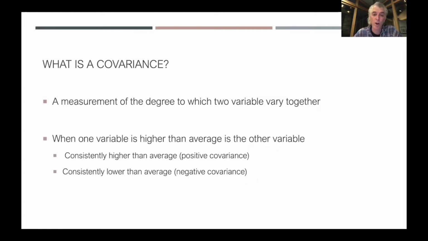So what is this term covariance then? Well, a covariance is simply a measurement of the degree to which two variables vary together. When one variable is higher than average, is the other variable consistently also higher than average, representing a positive covariance? Or when one variable is higher than average, is the other variable consistently lower than average, representing a negative covariance? Alternatively, we might have no covariance at all if when one variable is higher than average, the other variable isn't consistently higher or lower than average.